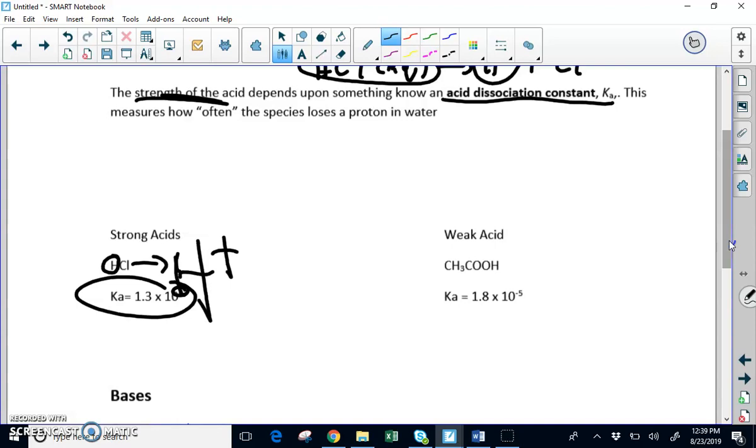This is acetic acid, which is more commonly known as vinegar. This is an extremely low Ka. The exponent is negative. So when you put this in water, it only loses a tiny, tiny bit of H+, compared to strong acids, which release a huge amount of H+ when they're placed in water.